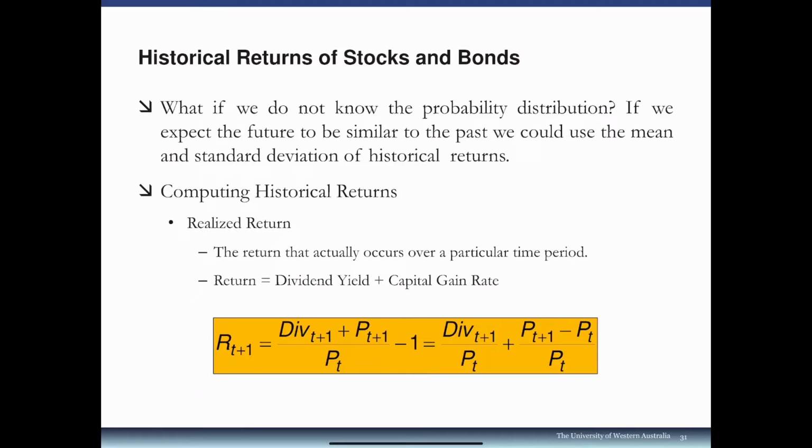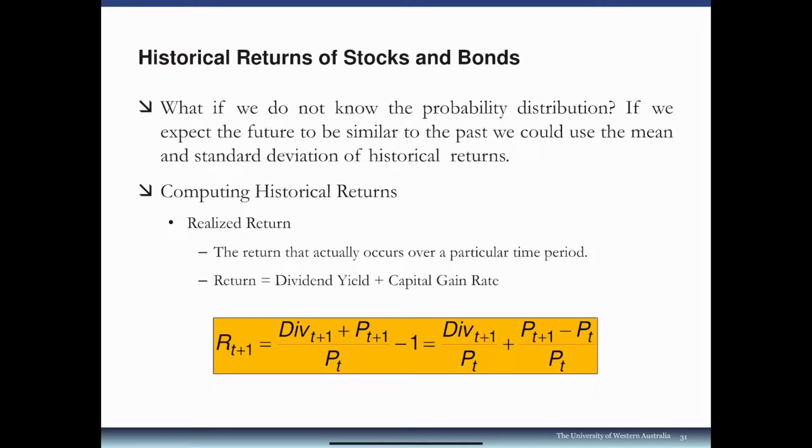So that requires us to know how to calculate historical return and historical standard deviation. Historical return is also known as realized return. It's a return that actually occurs over a particular time period. Remember in week 7, we went through return.